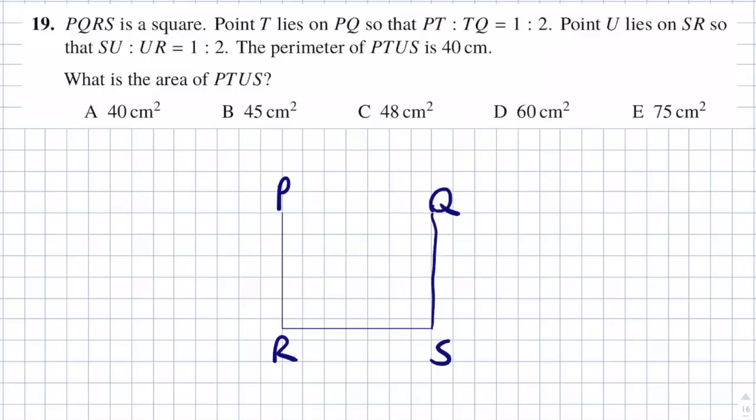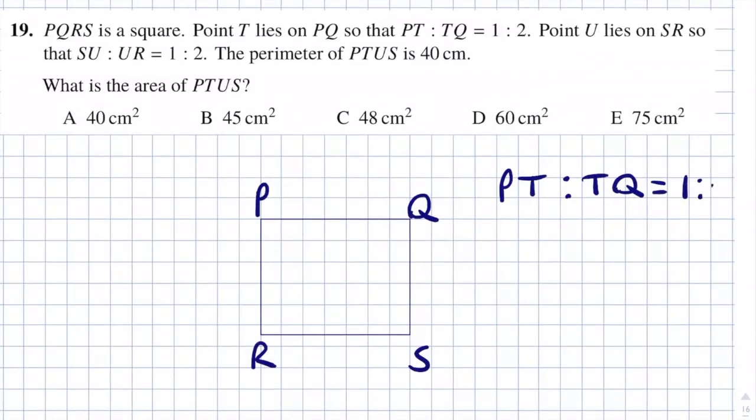We draw this square, and so that's something like that. We can then annotate point T on the diagram. Now, point T lies on PQ, so that the ratio of PT to TQ is equal to 1 to 2.